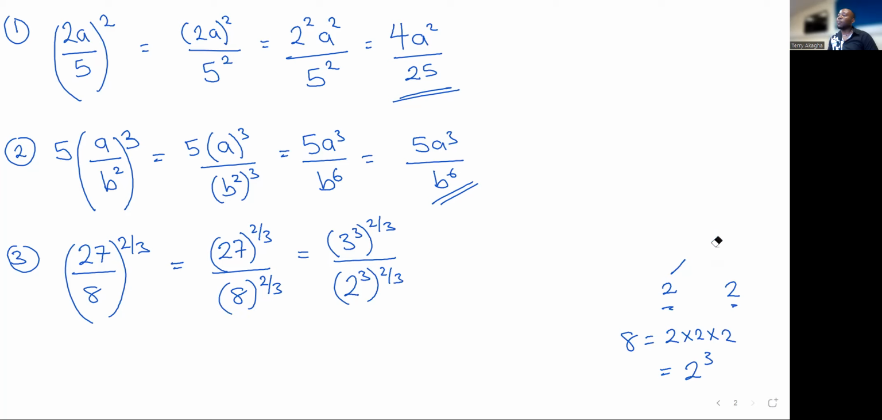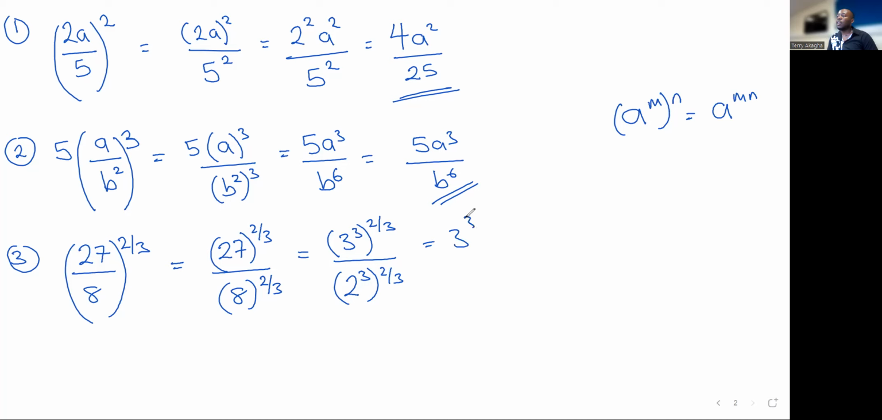Okay? But we need to keep on solving. Remember, we are meant to simplify. So if you check it out, remember I told you a raised to the power m multiplied by n is equal to a raised to the power mn. So you multiply the two of them. So we're going to multiply this and this. So it's going to give us 3 to the power 3 times 2 over 3, divided by 2 raised to the power 3 times 2 over 3. And if you multiply 3 times 2 over 3, it's going to give us what? 2. So the answer we're going to get here will be 9 over what? 4. And that is the answer for that.